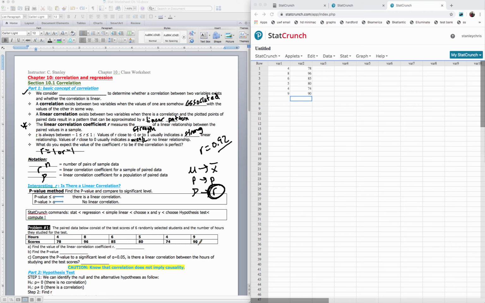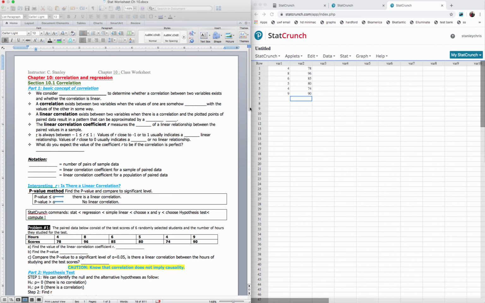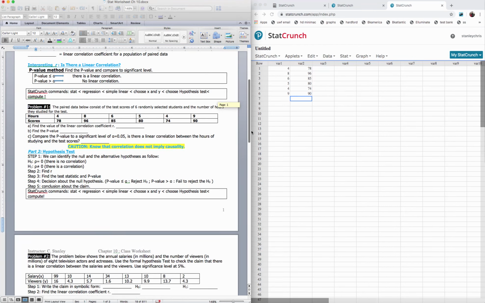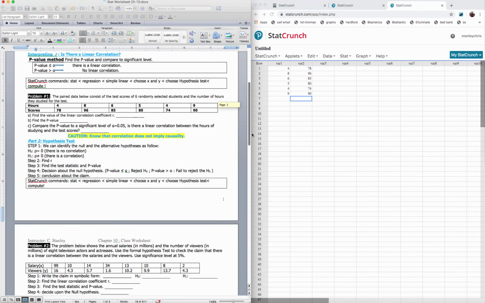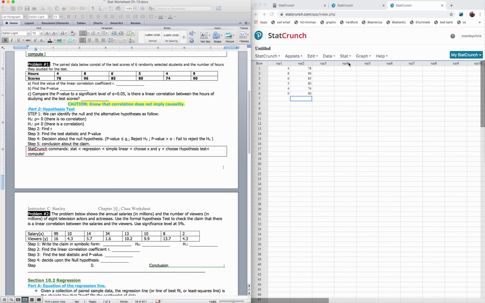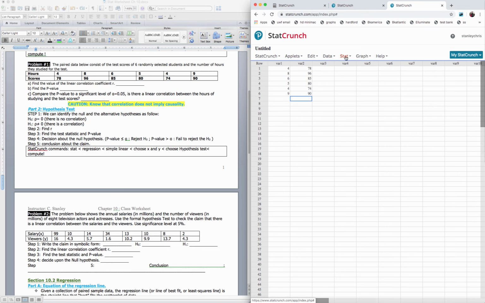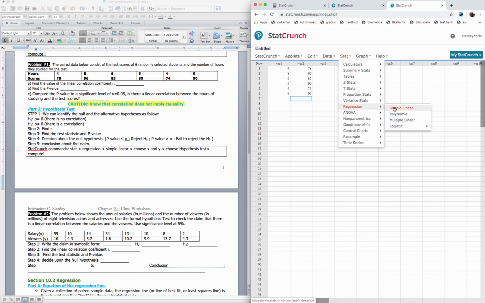Okay, and you'll see what I'm talking about when I'm doing these. So let's go ahead and run through an example showing how we could tell if there's a linear association. I preloaded this data, so go ahead and pause the video and put this data in StatCrunch. And all of our buttons that we're going to be pushing are all this regression. That's what we're looking for. Stat. We're looking for regression. And then simple linear. That's it for chapter 10. That's all you're going to be doing for all of the sections.